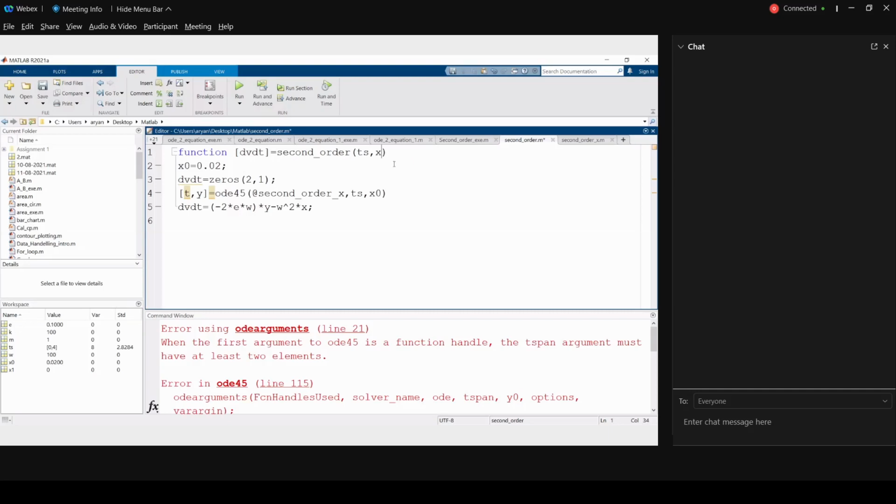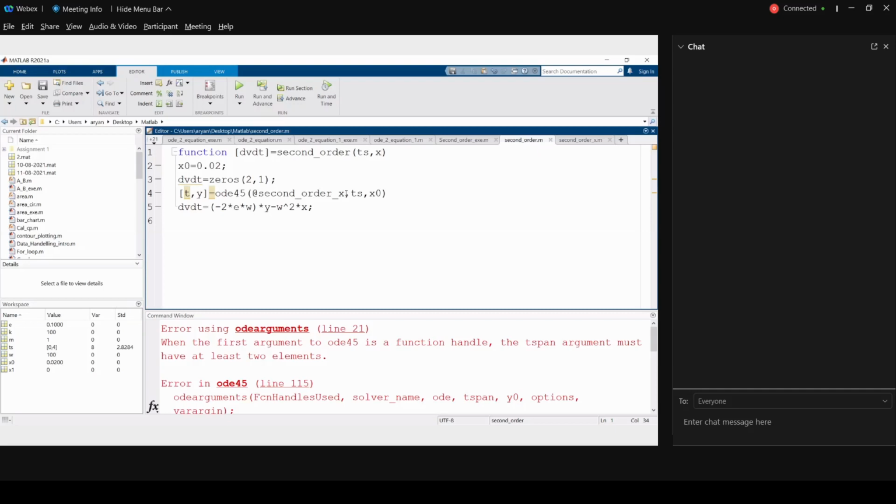Yeah, correct. Now think, why are you calling this ode45 again here? Sir, for the second equation, line number 4. Line number 4 means here in the first function. The first equation is dx by dt equal to v, and the second equation is that.